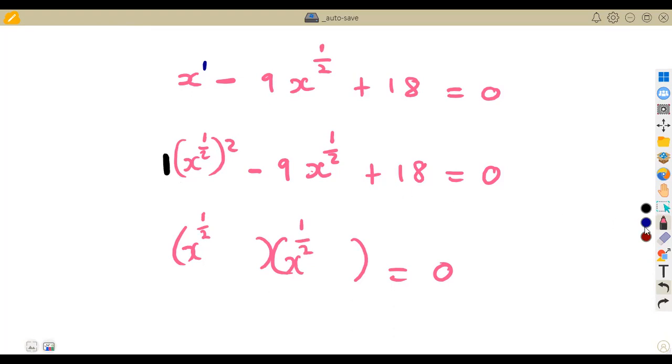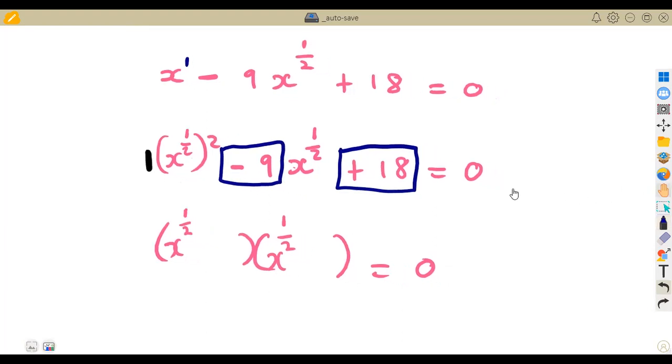So what are we going to do? We consider the constant now, which is 18. What are the factors of 18? We need two numbers that we're going to multiply, they give us 18, these two numbers. If we multiply these two numbers, they will give us 18. But if we add these two numbers, they must give us a negative 9.